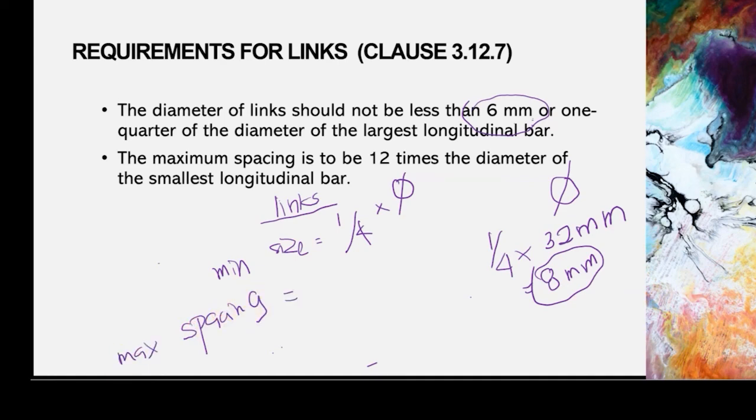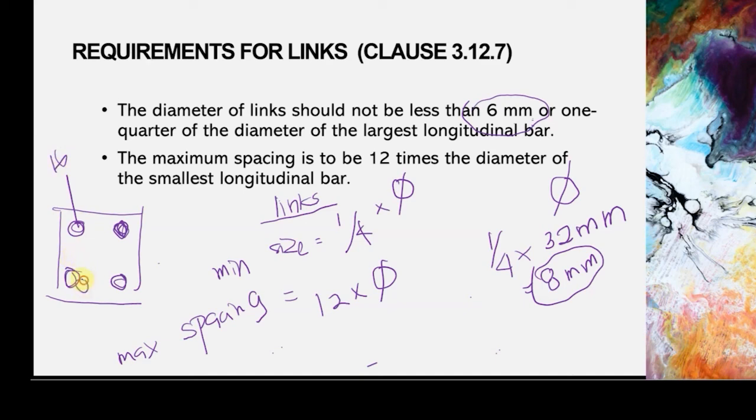The closer the link spacing, the better. So the maximum spacing cannot be bigger than that value, because if the spacing is bigger, it is too far apart, which is not good. The formula is 12 times the diameter. Diameter of what? The diameter of the longitudinal bar. Why are there the words smallest and largest? Because when we design a column, we can mix bar diameters to fulfil the area that we need. Say you use a combination, maybe 16 mm and 12 mm. You can combine them.